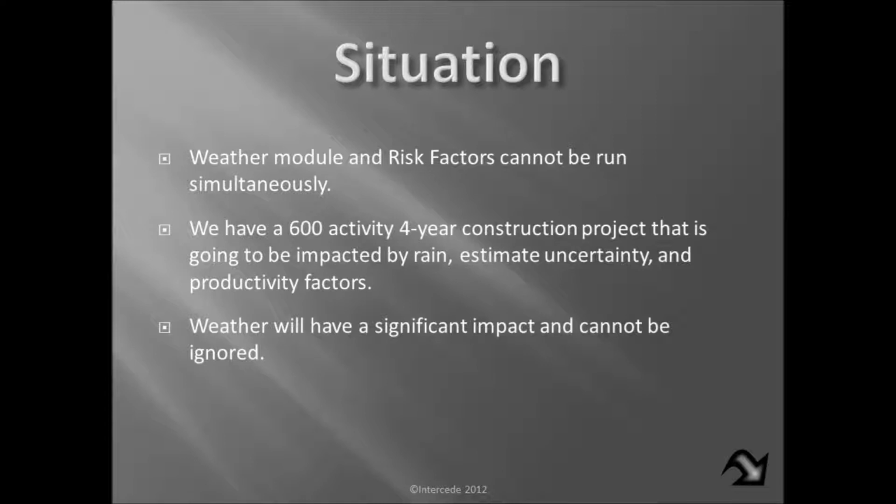In this particular situation, we have a 600 activity construction schedule that's going to be impacted by rain, estimate uncertainty, and productivity factors. We have dealt with estimate uncertainty before with our R codes. You've seen that, and you'll see it again. But my position is that weather will have a significant impact, and we just cannot ignore it. Also, in this particular case I'm looking at some productivity factors, but they could be any risk factor that you might come up with that also needs to be incorporated within our analysis.